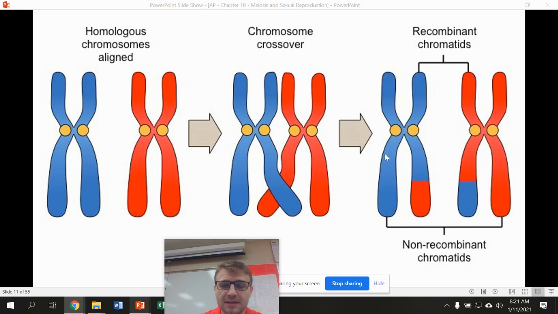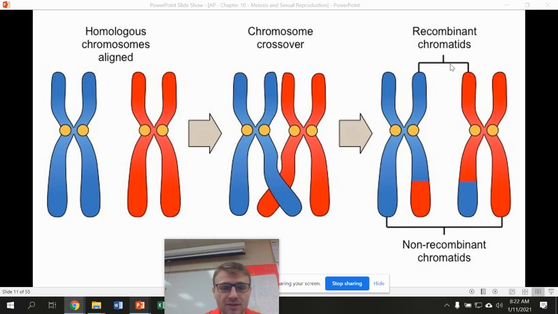Now, when we split these at the end of meiosis 2, you're going to get one chromatid in each cell. And if you look, each one of these chromatids is genetically different. So what crossing over does in prophase 1 is it creates genetically different haploid cells. Without this, there would still be genetic diversity, but with this, we create a lot more genetic diversity.